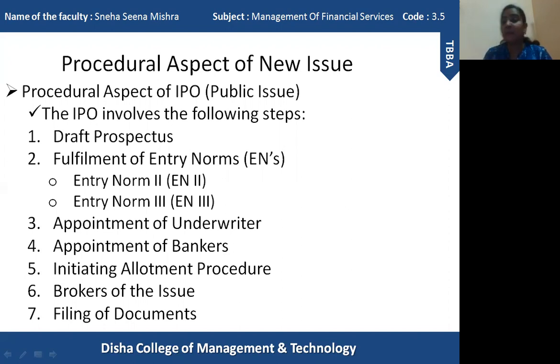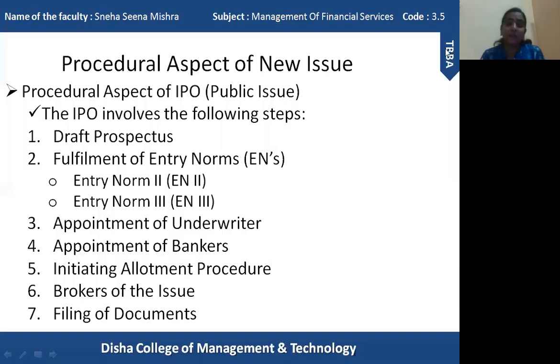Now in offer for sale, you must have heard me say that the market making time period is 18 months. But in this norm, it is mentioned that for the next 2 years, the middlemen or the sponsors are going to create a market for the shares. Okay. So these are the entry norms for the companies.